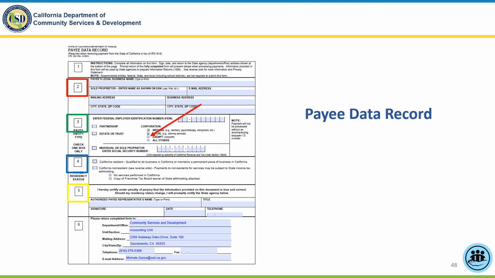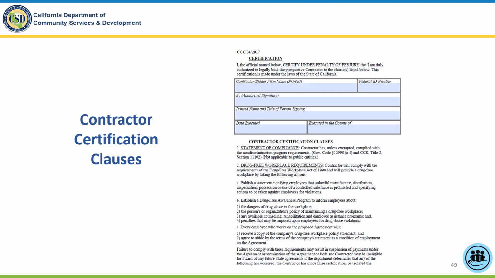Now let's move on to the contractor certification clauses. A completed Contractor Certification Clauses form, CCC 04/2017, provides CSD with proof that your organization abides by certain requirements for doing business with the state of California. For a full list, refer to the form. This form is 4 pages and must be completed in its entirety and contain a wet signature.